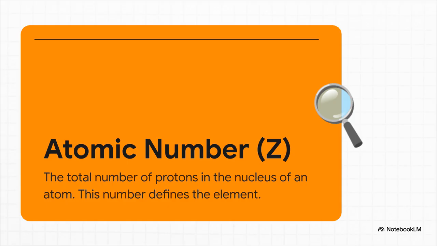That's it. This number is the identity of the element. 6 protons, it's always carbon. 8 protons, it's always oxygen. Change the proton number, and you've changed the element itself. It's like a unique fingerprint.